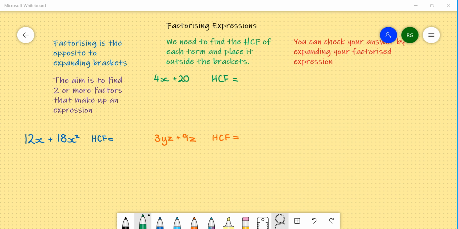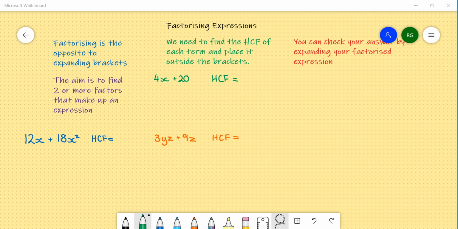Today we're going to be factorising expressions. Now factorising is the opposite to expanding, and in the last lesson we were doing expanding brackets. Generally speaking, the main aim is to find two or more factors that make up an expression. In other words, we are trying to find factors that make up each of the terms of an expression.